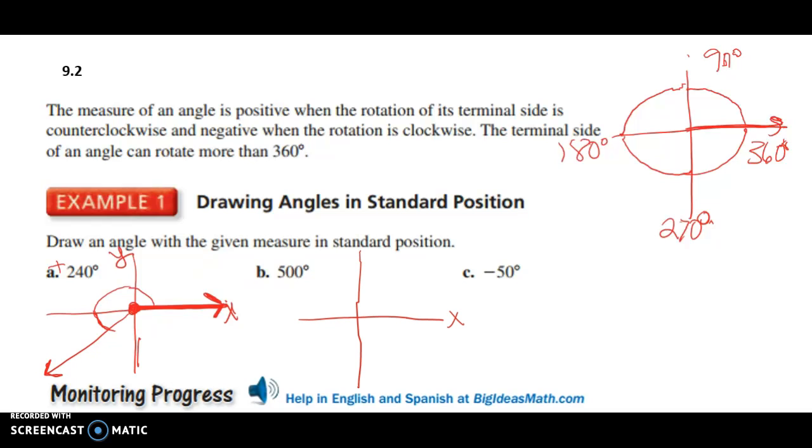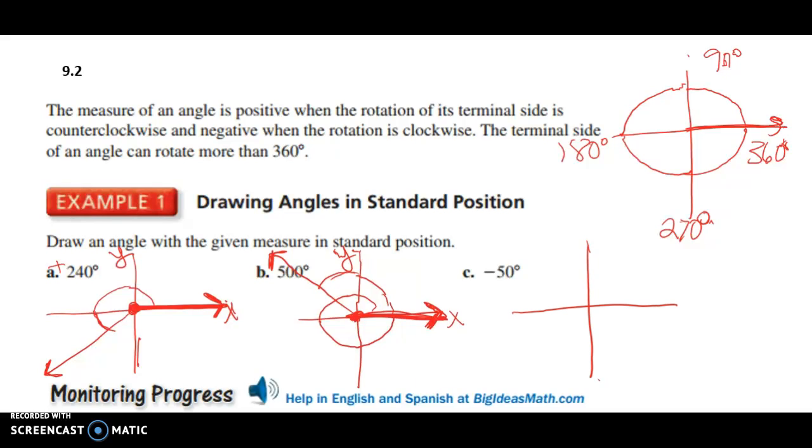Let's try B. Draw our x and y axes. My vertex will be at the origin, my initial ray here on the x-axis. I'm now going to rotate 500 degrees. So I'm going up 90, 180, 270, 360. I'm going to continue around. 360 plus 90 more will be 450. 450 plus 90 more will be 540. So I don't want that much. I want somewhere between 450 and 540. So I'm going to stop in quadrant 2, and there will be my terminal side.